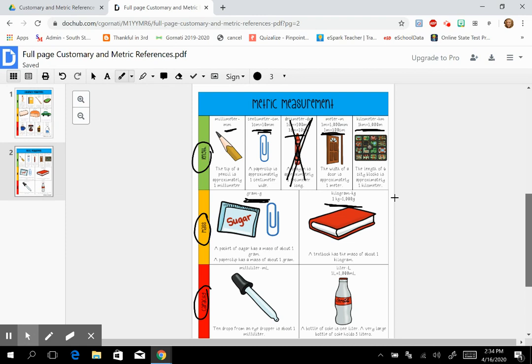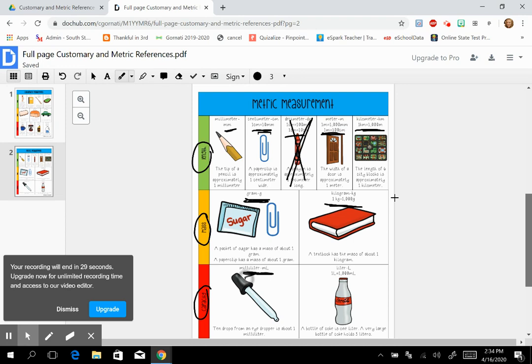Okay, down here under capacity, we only have 2 to worry about in the metric system this year. We have milliliter and liter. That's it, milliliter and liter. A milliliter is tiny, tiny. It's like 1 drop of water. So we would measure small amounts of liquid with a milliliter. 1 drop of water is a milliliter. And then a liter is bigger. It says a bottle of Coke is 1 liter. A very large bottle of Coke is 3 liters.